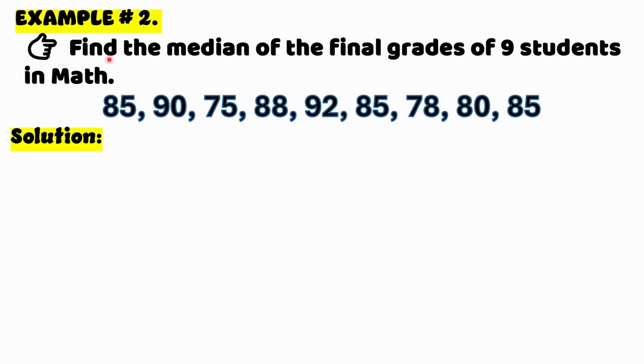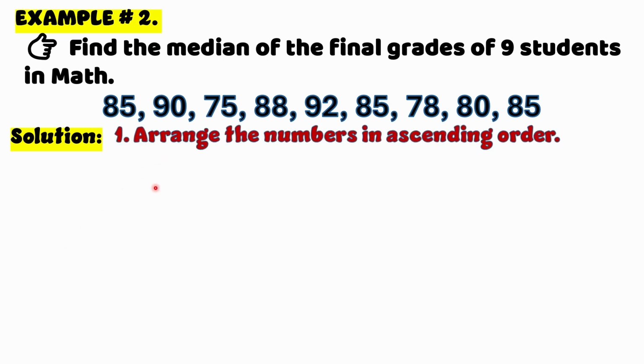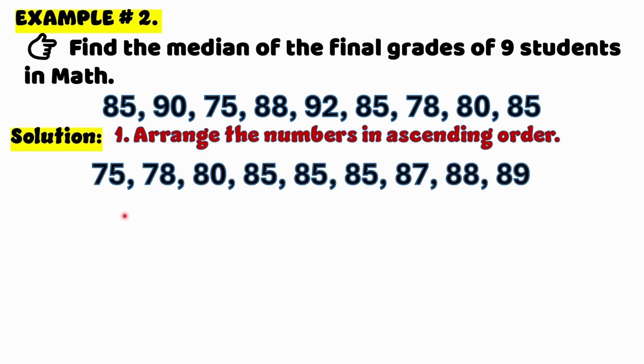Okay, we have another example. In this example, we're going to find the median of the final grades of 9 students in math. So we have 9 numbers, 85, 90, 75, 88, 92, 85, 78, 80, and 85. And for the solution, again, arrange the numbers in ascending order. So we have now 75, 78, 80, 85, 85, 85, 87, 88, 89.